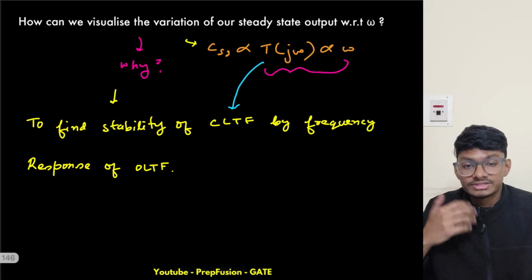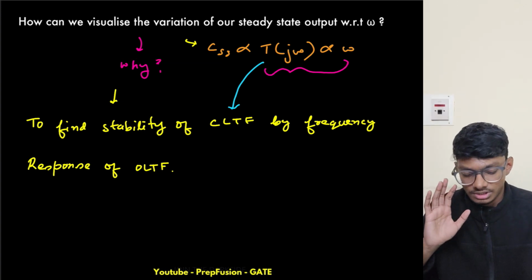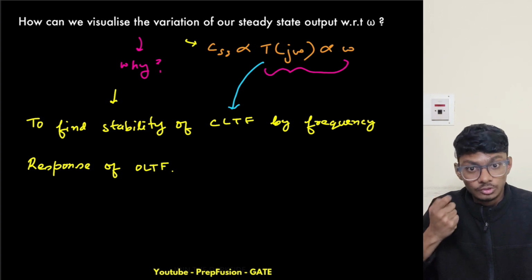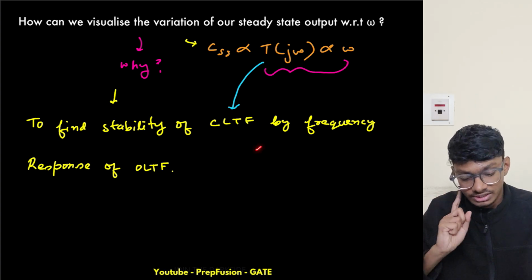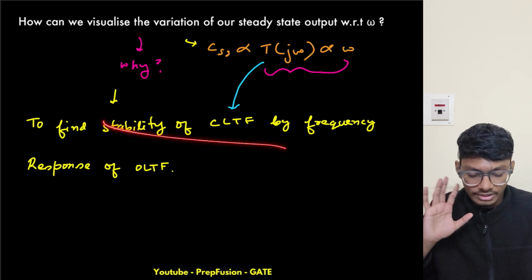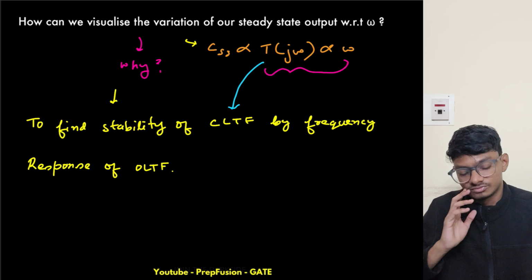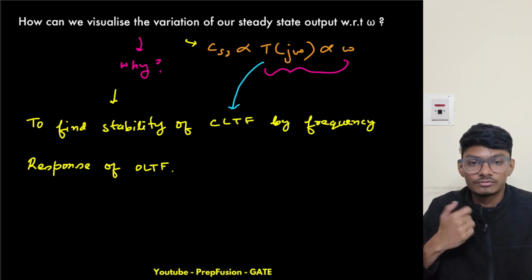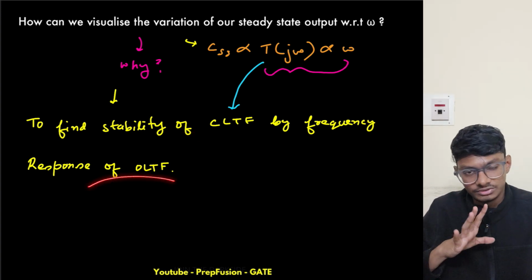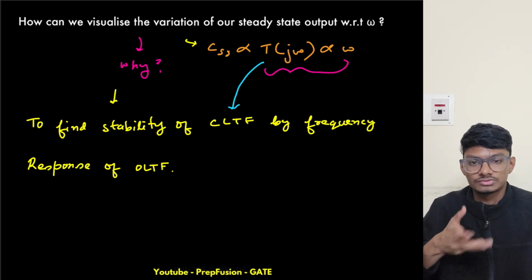And then what is the motivation for doing all this frequency response and all those things? You might ask, how can I find the stability of the CLTF by using the frequency response of the OLTF? That we'll understand. Without even writing the CLTF, we can find the stability of the CLTF with the help of only the OLTF. So why is this beneficial? All those things we'll study later.